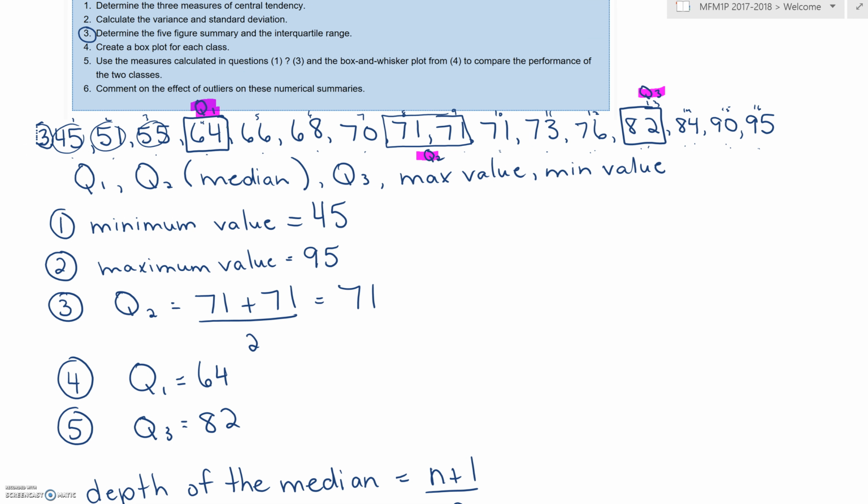Please let me know if that's a little bit confusing, but just go back to the content and try to use that example to work from. So again, I like to use the balanced method, but some people like to use the depth of the median and depth of the quartiles.